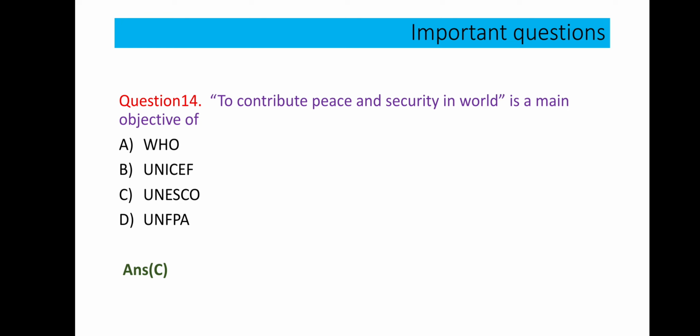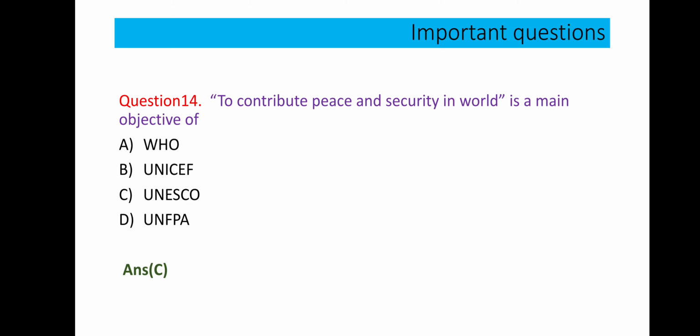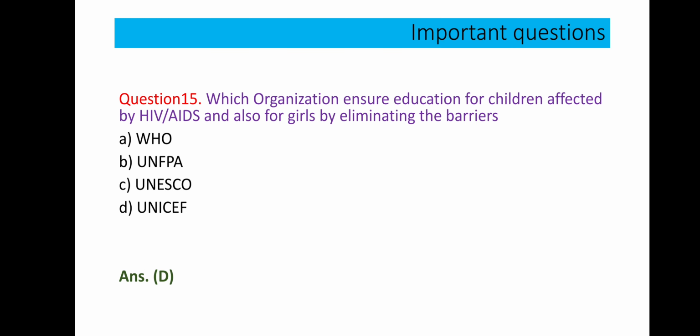Question number 14. To contribute to peace and security in the world is a main objective of UNESCO. Option C is correct. Question number 15. Which organization ensures education for children affected by HIV or AIDS and also for the girls by eliminating the barriers? So it is UNICEF. Option D is correct because WHO deals with health, and UNESCO we have already learned in our previous question. Their main motive was to contribute to peace and security in the world. So in question 15, option D is correct, UNICEF. So it mainly deals with education.